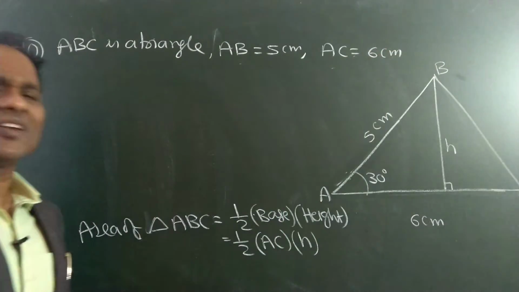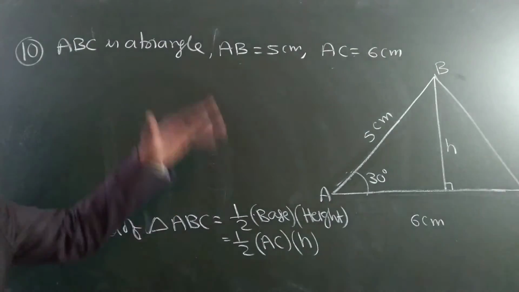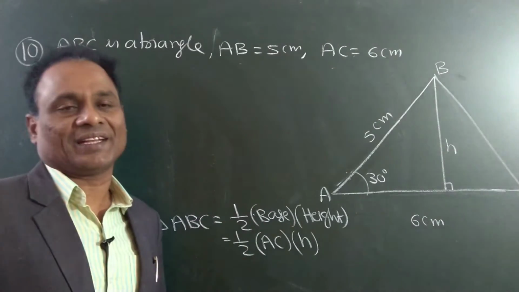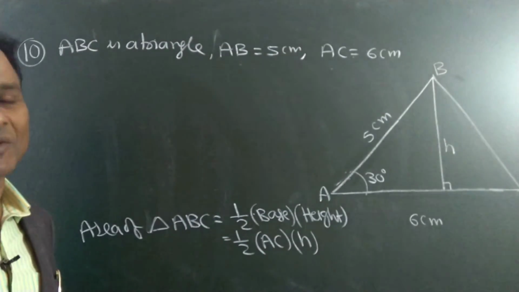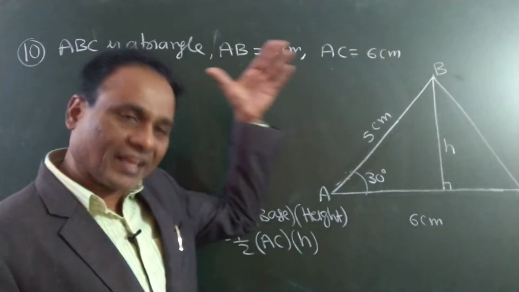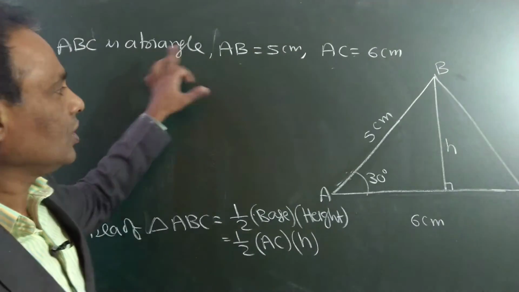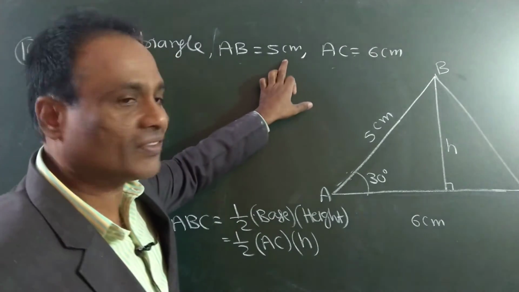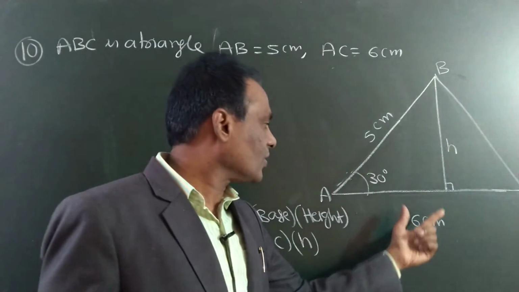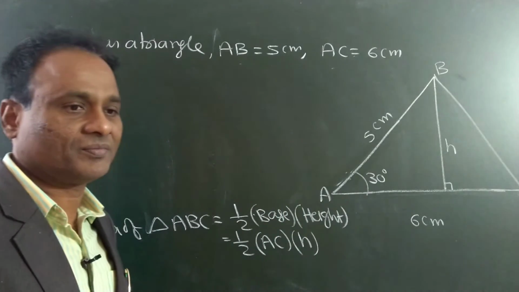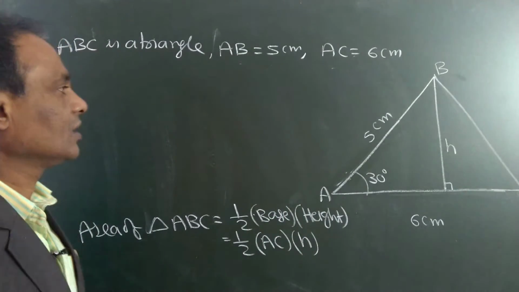Because as I told, we have to write some steps to get full marks, some introduction, some steps. Directly we are not starting the problem. Whatever is given, just again we are writing. ABC is a triangle, it is given. AB is equal to 5 centimeters, given. AC is equal to 6 centimeters, given.